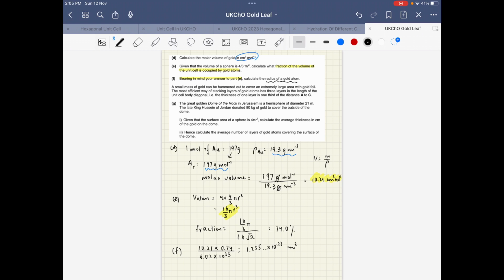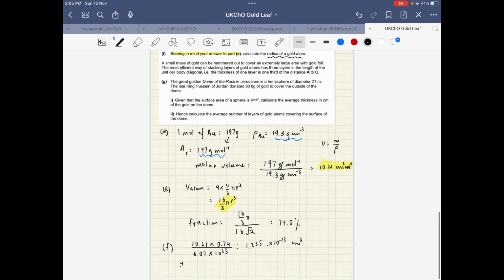The units are very important in the calculation of unit cells, so just bear in mind the units that you have used in the previous questions. And then, because gold atoms are taken as spheres here, 4 over 3 pi r cubed would be 1.255 times 10 to the power of negative 23 cm cubed. So I can find my r instantly. This times 3 divided by 4.